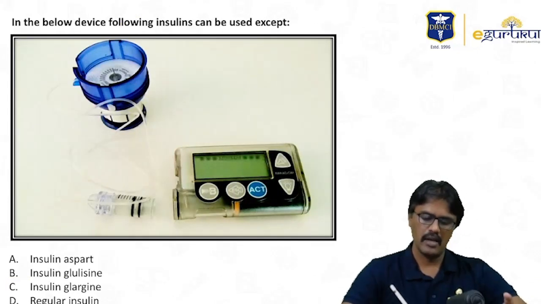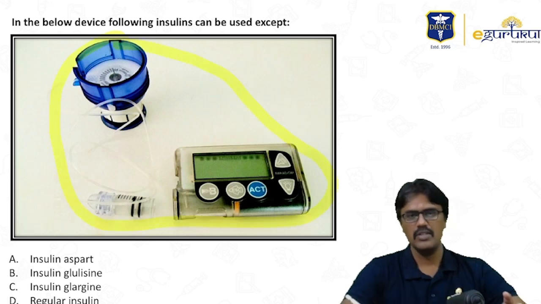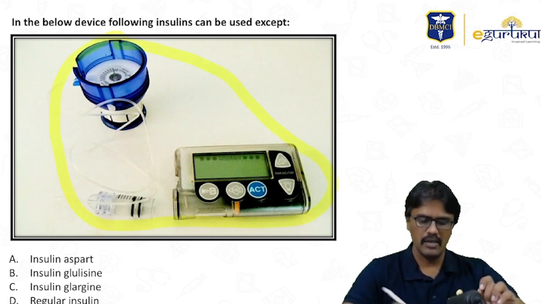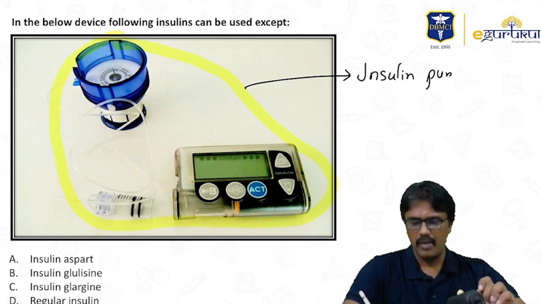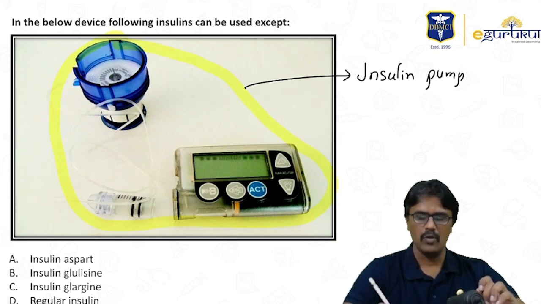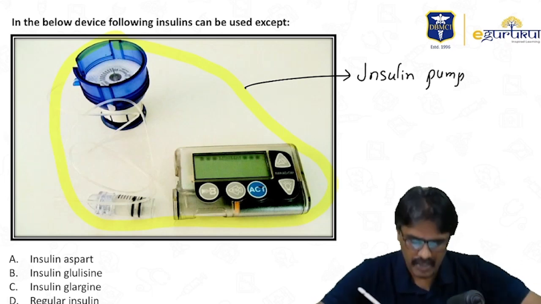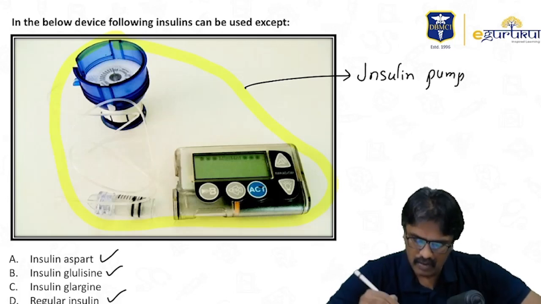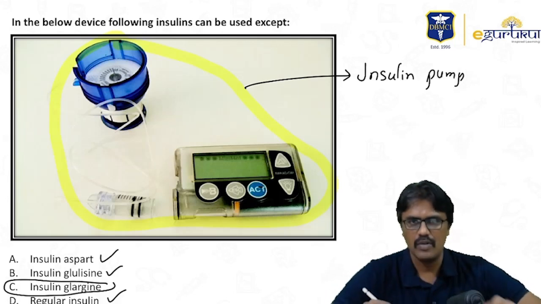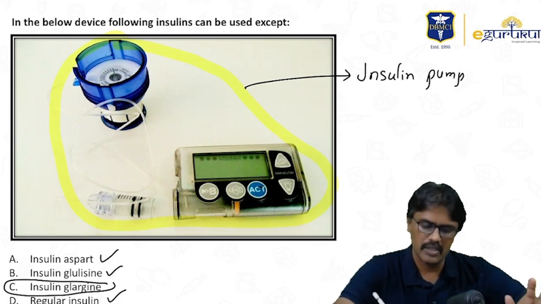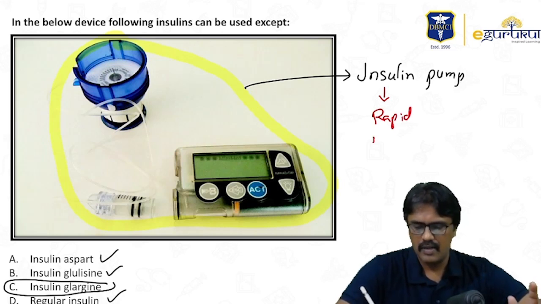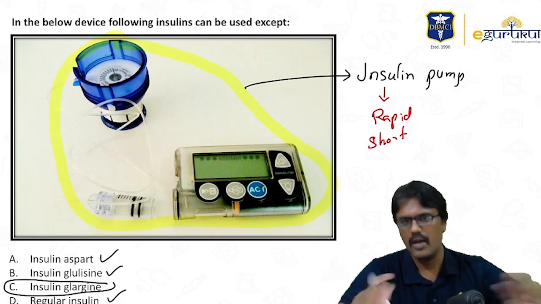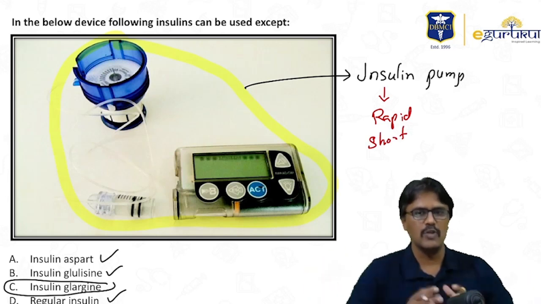Now, this is an image, and what do you see in this image? This is the insulin pump. It is kept in the abdomen, and depending on the glucose level, the patient can adjust the dose and inject. So what are the insulin preparations we use for this? We can use aspart, we can use glulisine, we can use regular insulin. We don't use glargine. So the question is, all the following can be used. What are the drugs which can be used in this insulin pump? It is the rapid acting insulin as well as the short acting insulin, that is regular insulin. Other insulins are not used in the insulin pump device.